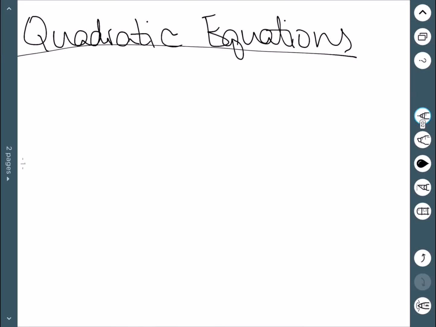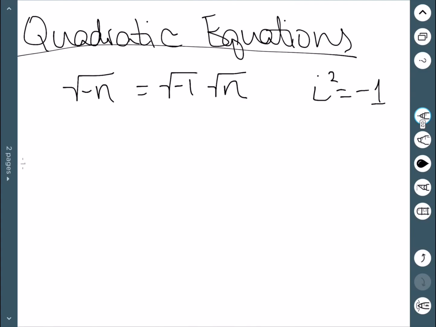Now that we know what complex numbers are, we're going to think of these in terms of quadratic equations. If I have the square root of a negative number, negative n, I can actually rewrite this as the square root of -1 times the square root of n. Since i squared is equal to -1, i would be equal to the square root of -1. So this is i square root of n. This means in general I can rewrite negative square roots in terms of i.